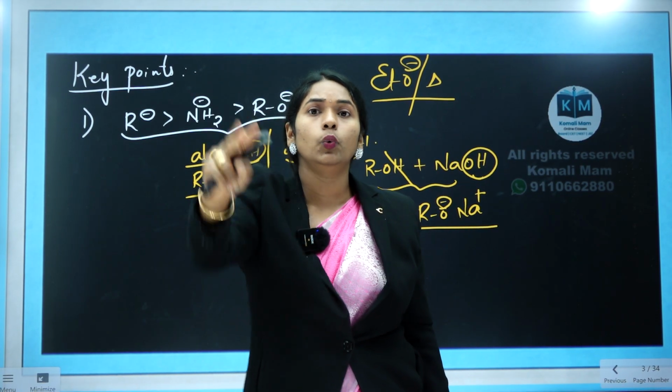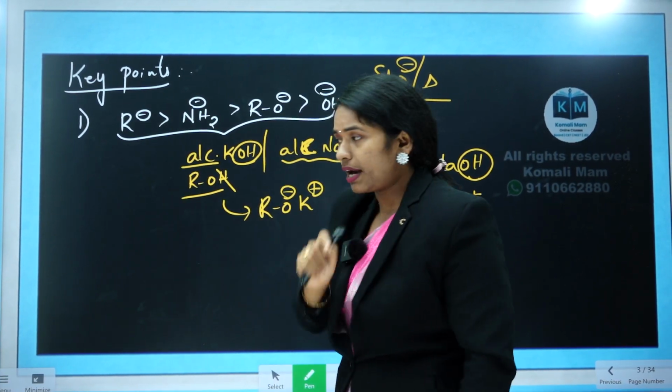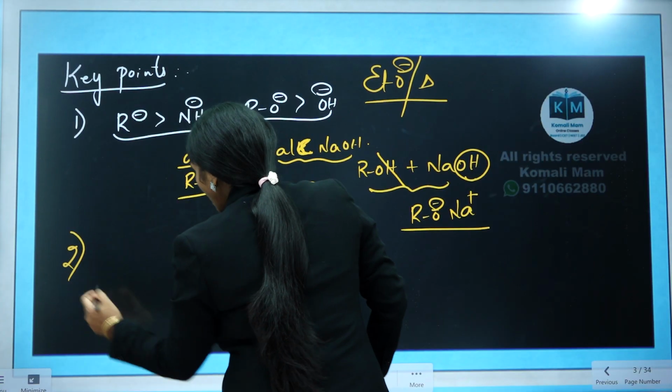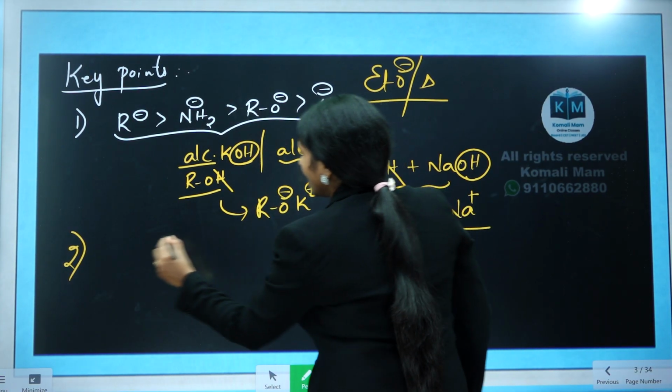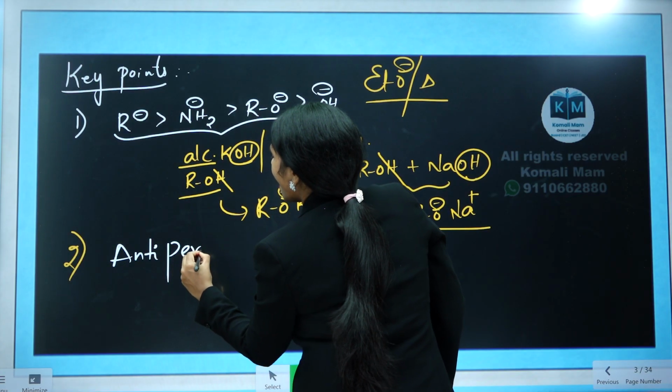Key point number 2: it involves the anti-periplanar mechanism. Write in your books. What is that mechanism? Tell me. Come on, repeat one more time. If I say repeat, you have to repeat. Okay. What is that?